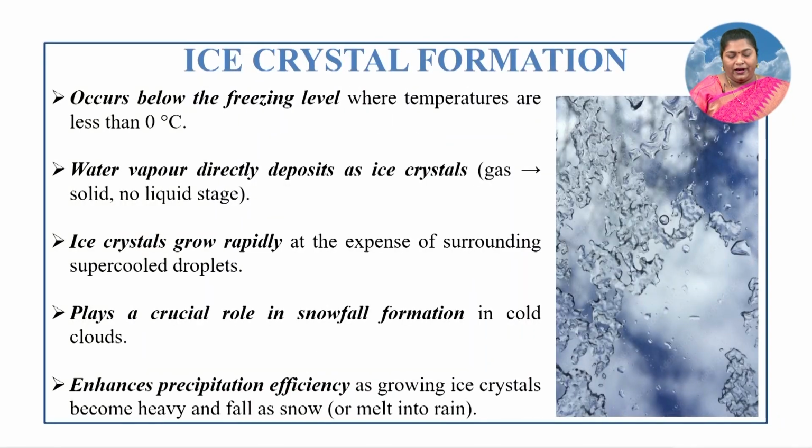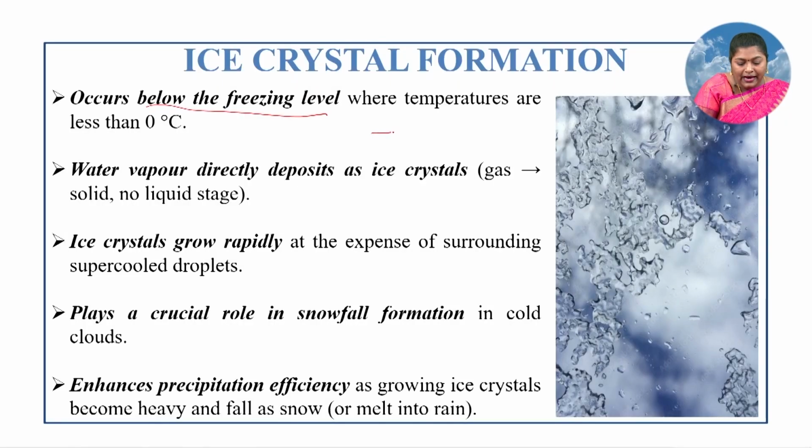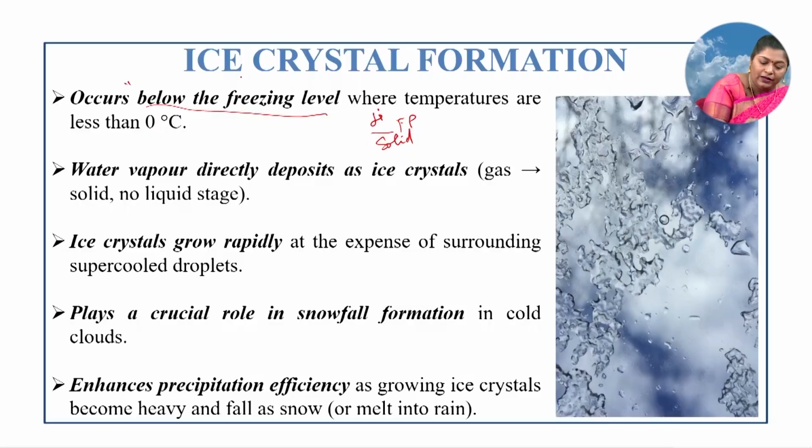Then ice crystal formation. The ice crystal occurs below the freezing point level. During the condensation processes, if it is above the freezing point, what will be the state? The state will be liquid. And if it is below the freezing point, the state will be what? It will be a solid state. This is below the freezing point level, that is minus, less than 0 degrees Celsius. So this temperature is the most triggering factor for ice crystal formation.